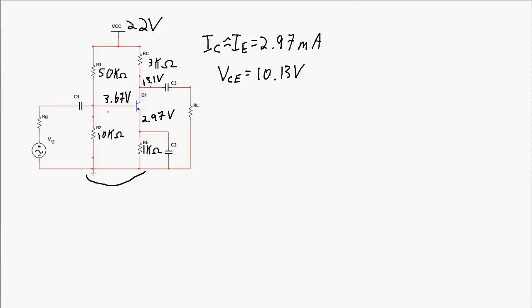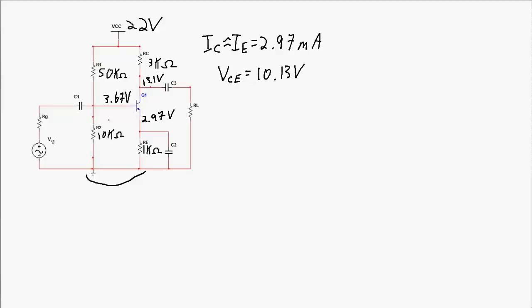If you go through this, you'll notice that the method I used was the approximate method, assuming that the base current is effectively 0 amps, so that R1 and R2 is truly a voltage divider. That 22 volts gets divided between the 50 kilo ohm and the 10 kilo ohm resistor. Now that we have the DC biasing point, we see that it is in the active region.